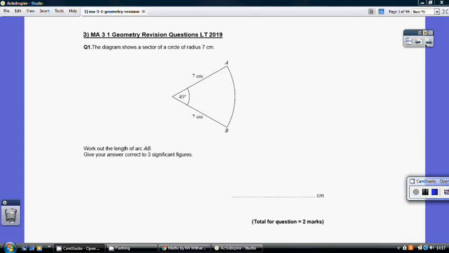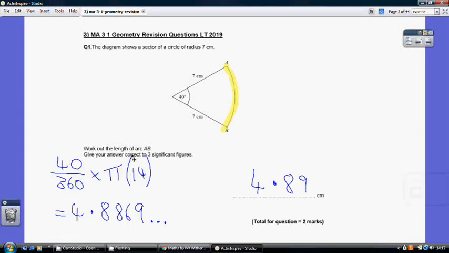Question 1. We need to work out the length of arc AB, so that's the length of this part of the circumference. So the approach for this is, imagine you are working out the circumference of the whole circle. The circumference is pi times diameter. That would be pi times the diameter of the whole circle, which would be 14, 2 lots of 7.